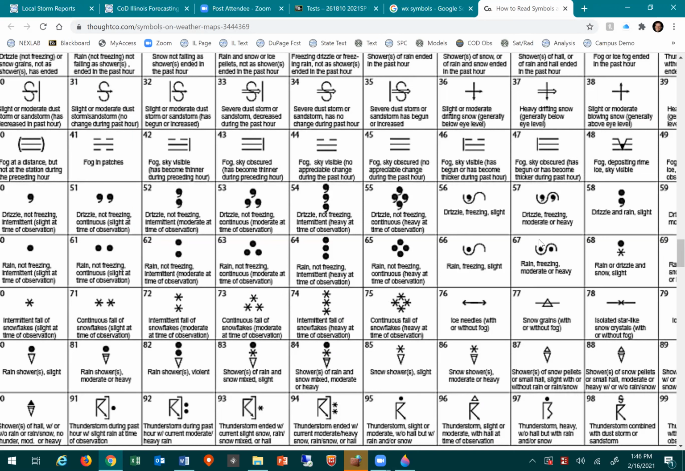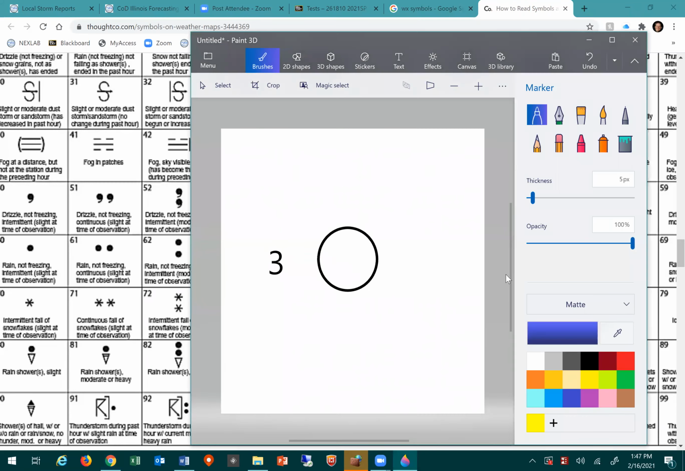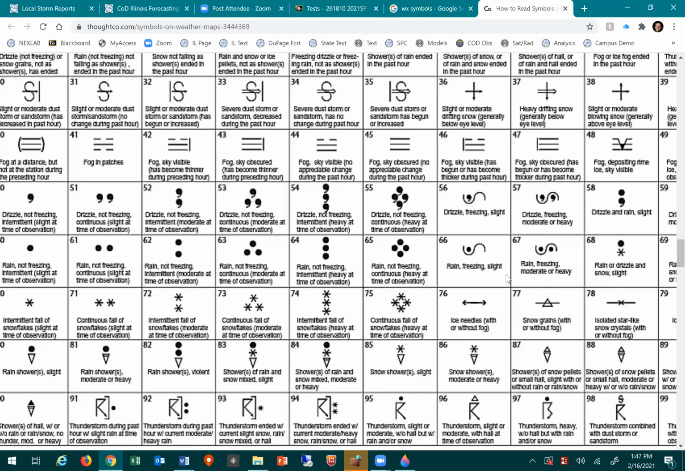Now, this thing here with the little wiggly line and the dots is freezing rain. If you have one dot, it's slight freezing rain. This is moderate or heavy. You could have freezing drizzle with the little commas in there, but that little symbol, that squiggle, is freezing precipitation. And that means it's falling as liquid, and then it freezes when it comes in contact with the ground. Okay, falls as liquid and comes in contact with the ground.